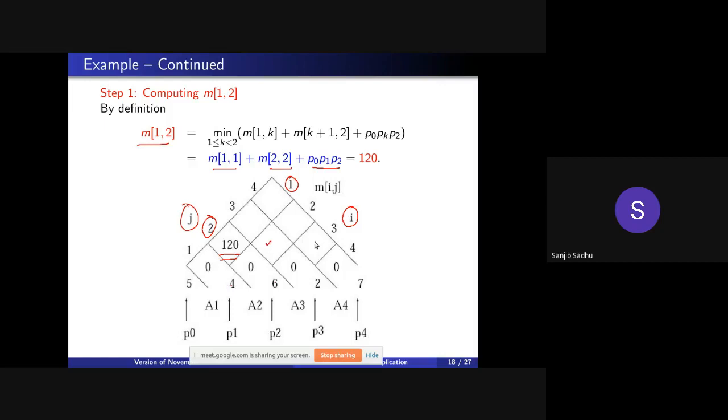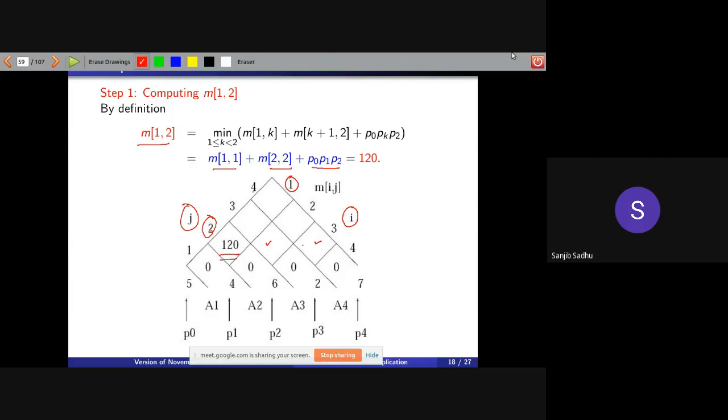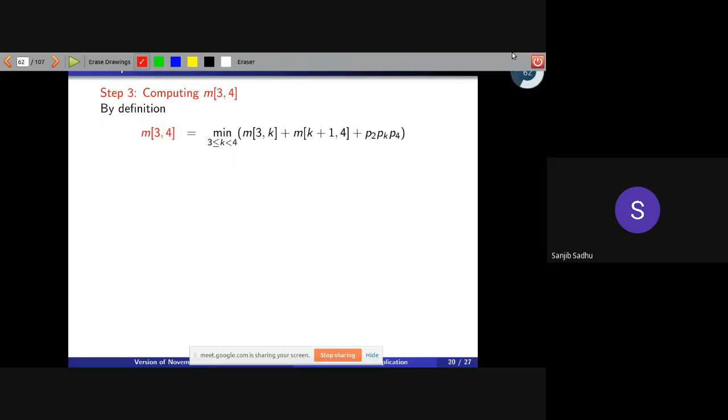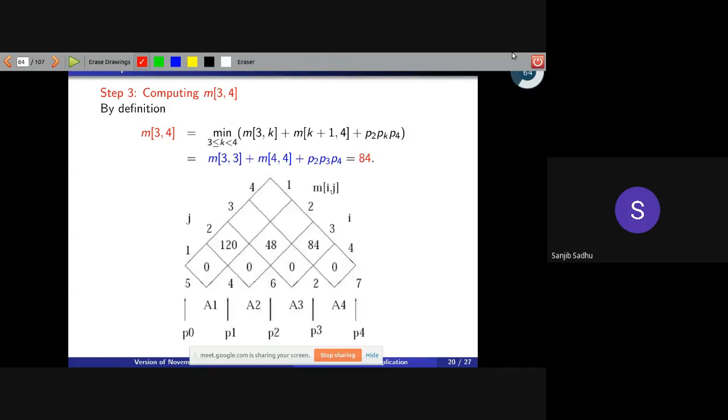This one. Then I will fill up this one because these are the size of 1. You check 1, 2 minus 1. Then this is 3 minus 2. Then this will be 4 minus 3. In the same way, you compute. This will be 48. This will be 84.